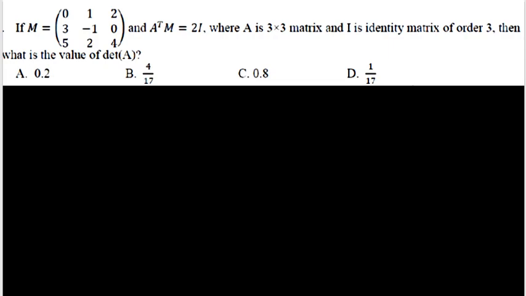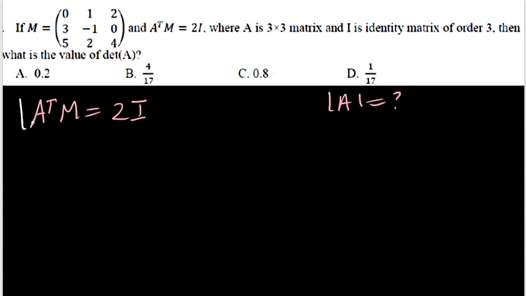Next question. Matrix M is given. Again, it is a 3 by 3 matrix, and then A transpose times M is equal to 2 times identity matrix. And A is a 3 by 3 matrix. Then what is the value of determinant of A? We need the determinant of A.